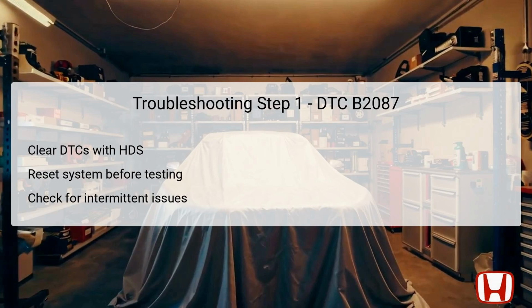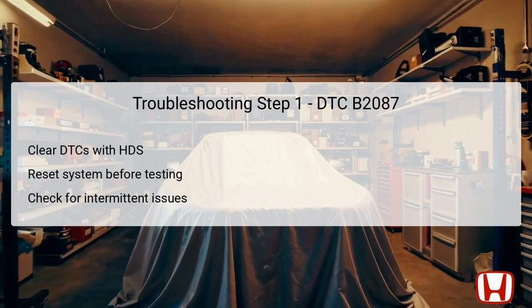The first step in troubleshooting DTC B2087 involves clearing any diagnostic trouble codes with the HDS, or Honda Diagnostic System. This process is crucial as it resets the system and allows for a fresh assessment of the vehicle's electronic systems. After clearing the codes, turn the ignition switch to the lock position and then back to the on position. This action powers up the vehicle's electrical systems.